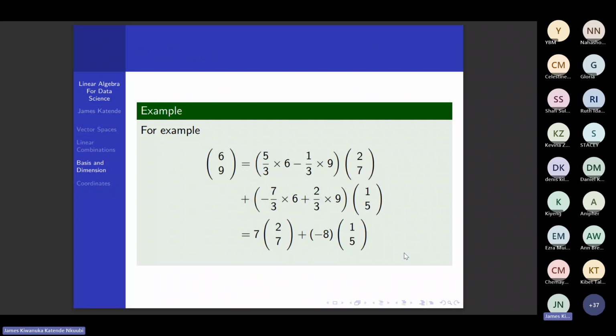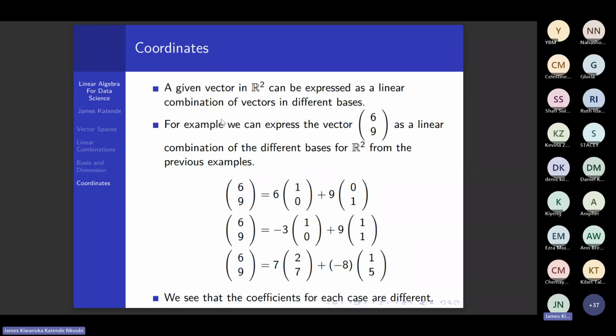So no questions from the previous work. We can continue. So now we'll talk about coordinates. So we've seen that in R2, you can get several different bases. Now each basis for R2 will work for any vector because you can write any vector as a linear combination of the vectors in a basis, right? So for example, here we have the same vector, but in 3 different bases, the same bases that we have used before.